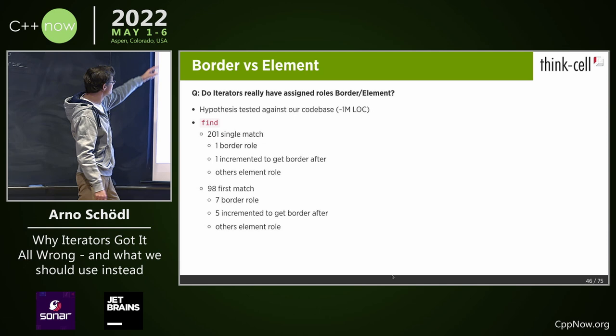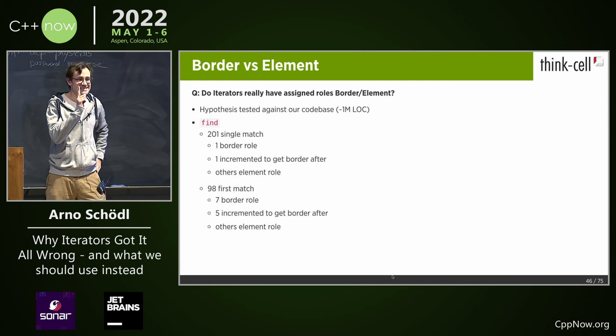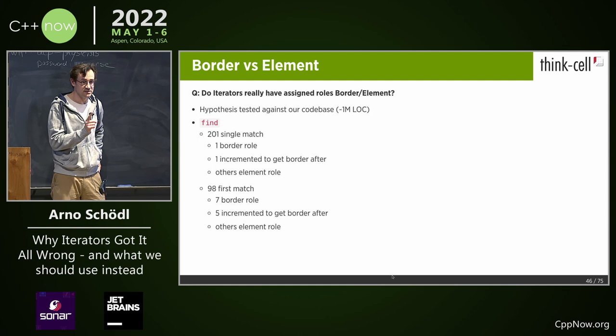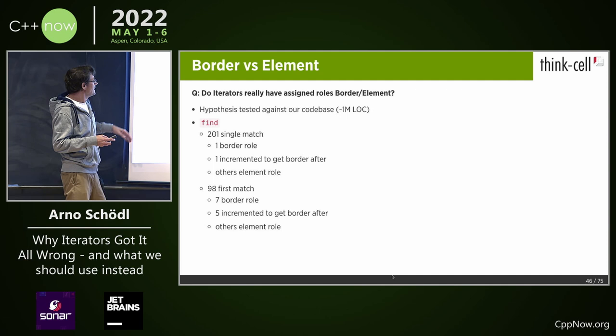So if you do a find, there are 201 cases where we expect the find to find a single element. So it's not finding the first element. We're finding a single element. And we have this annotated in our code. That's why I know that. We assert, essentially. And interestingly, they are all the element role. But there are two exceptions.